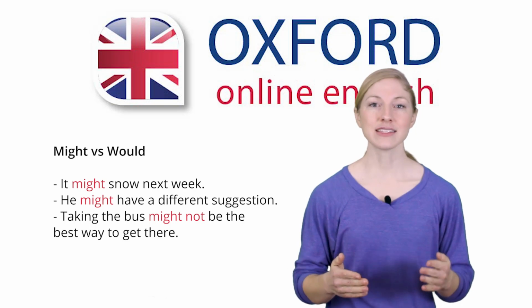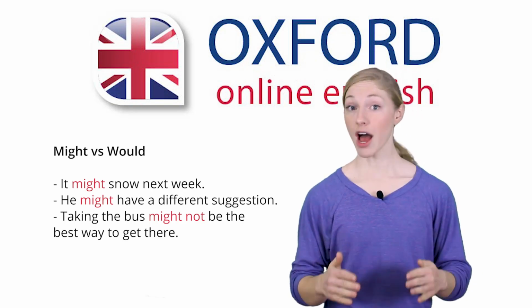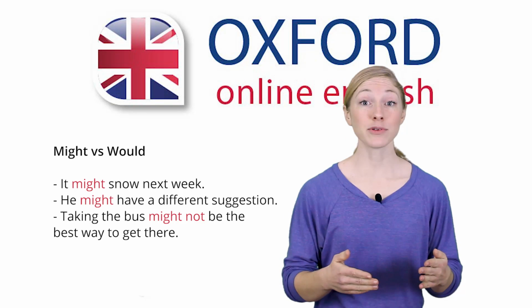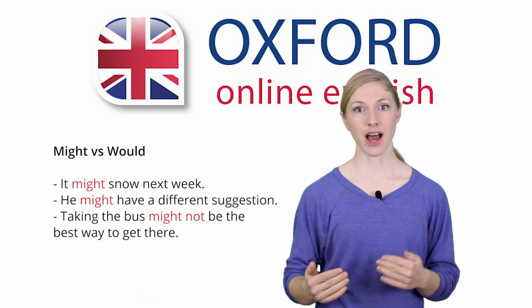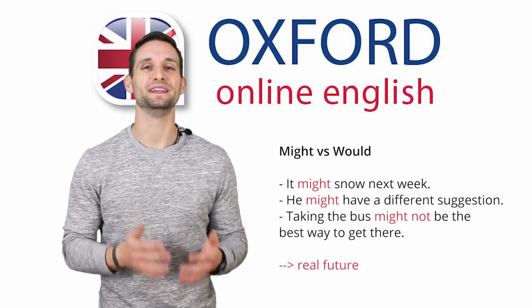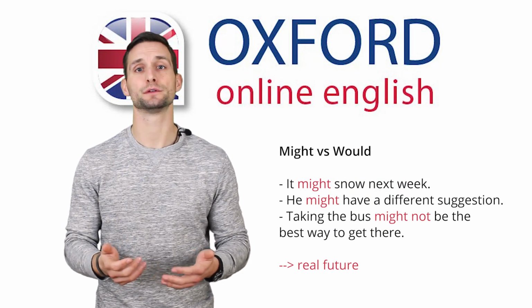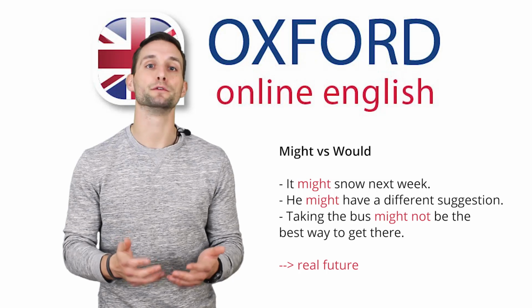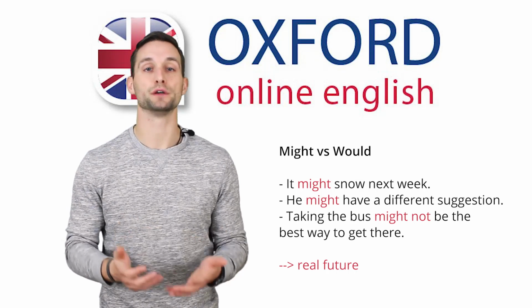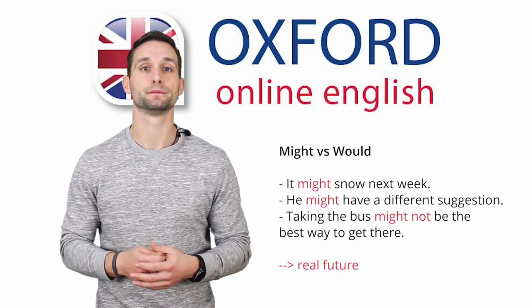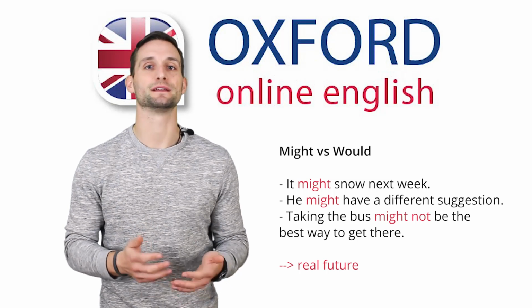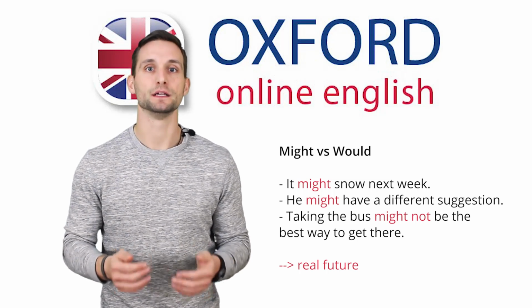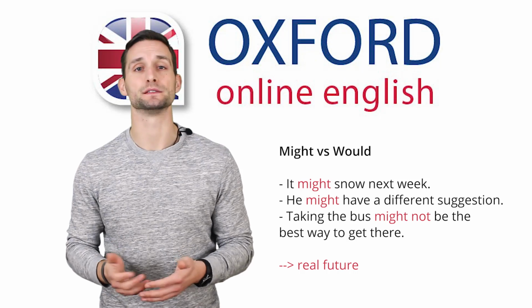Are these sentences about the real future or not? Is it possible that it will snow next week or not? These sentences are about the real future. They all describe real future possibilities that you aren't 100% sure about. And a simple sentence like this, with might, is always about real future possibilities.